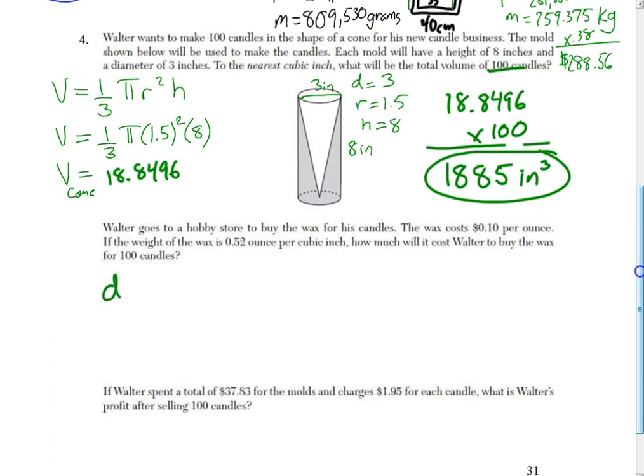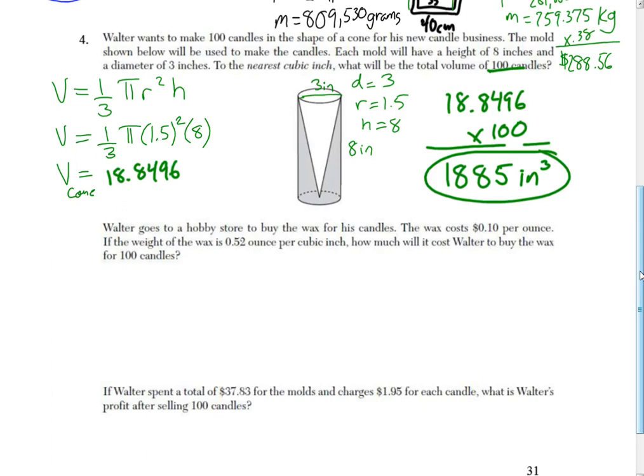this is our density question. So density equals mass over volume. We're trying to figure out how many ounces. Do we need the density here? Walter goes to the hobby store to buy wax for his candles. The wax costs 10 cents per ounce. If the weight of wax is 0.52 ounces per cubic inch, how much will it cost? So we don't need the density formula here. We know that it's 0.52 ounces per cubic inch. So we know the volume now.